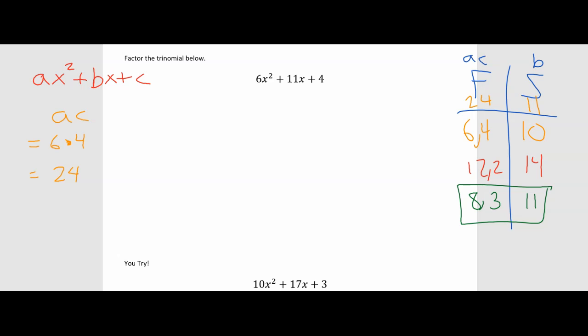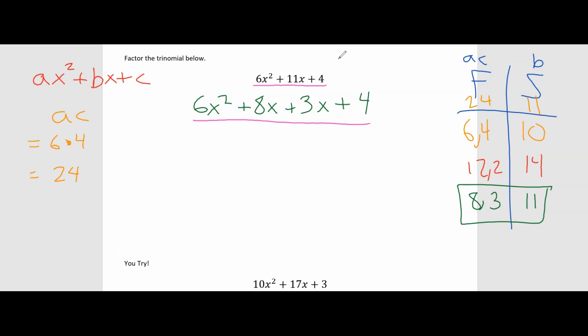What I'm going to do is once I find those factors, I'm going to rewrite my trinomial. And actually, I'm going to make it a 4-term polynomial. So it's going to be 6x squared plus 8x plus 3x plus 4. Now, if you think about it, this is equal to what I have in green. All I've done is break up my middle term.